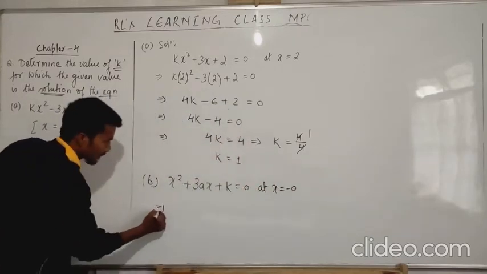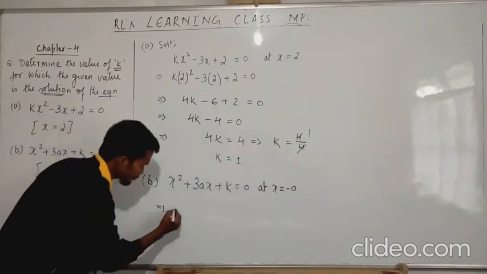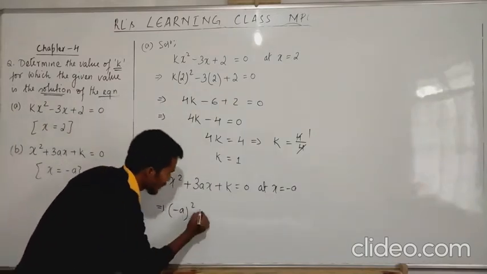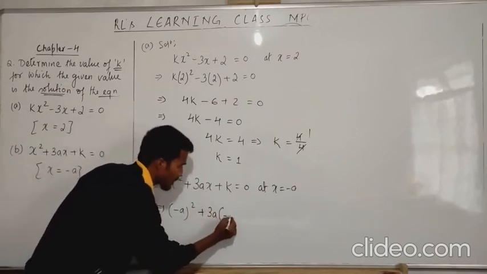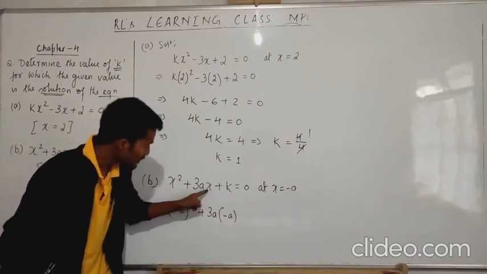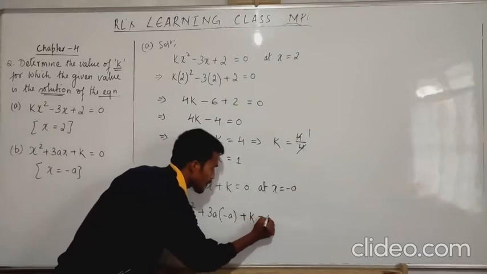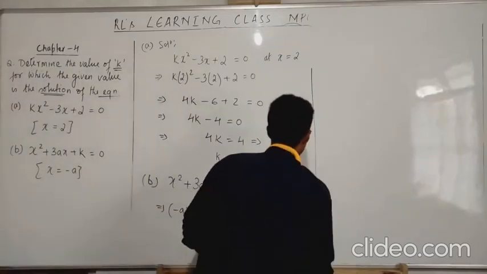Now look at this. In place of this x, what do we have to put? Minus a. Then put here minus a whole thing squared. Then plus 3a. Then in place of this x, again we have to put minus a, because this a is already there. Then in place of x, minus a. Then plus k equal to 0. Okay, now how much will we get?